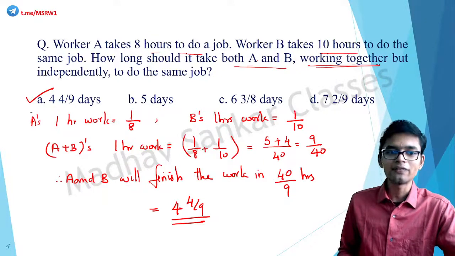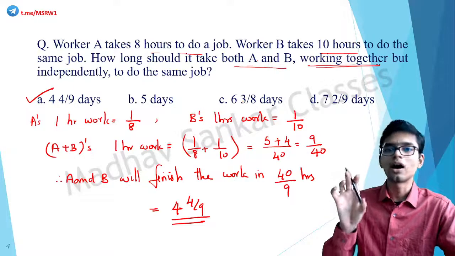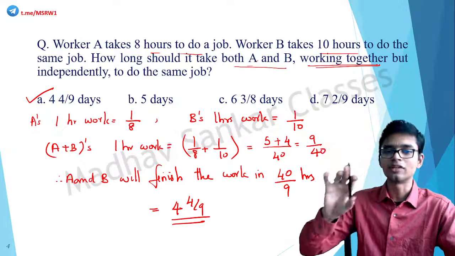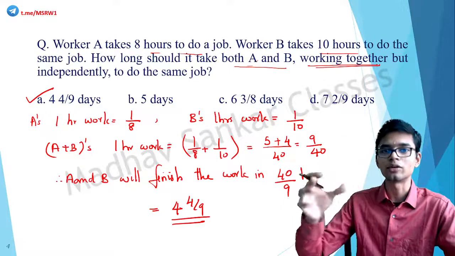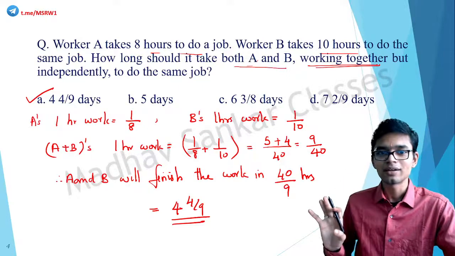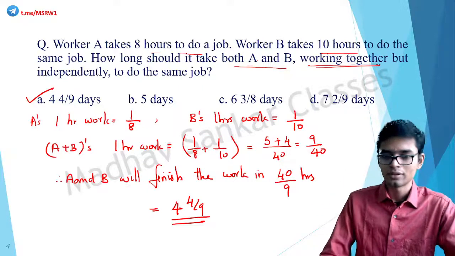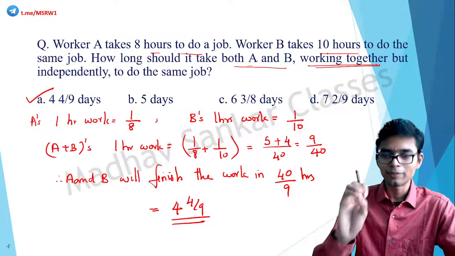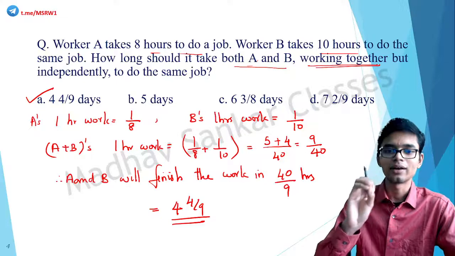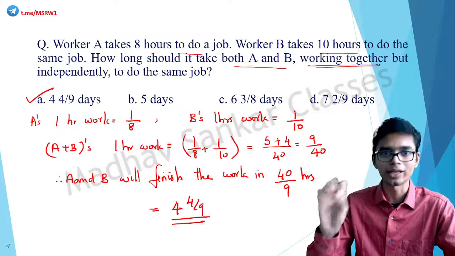Understood? Identify the work of A and B in 1 hour. Then together in 1 hour, how much they will accomplish. The reciprocal of that will give you the number of hours that they would take to complete the whole work together. Very simple now. I hope you understood. Again, I'm repeating, if at any point of time you did not understand something, ask me. I am very happy to explain it over and over again.